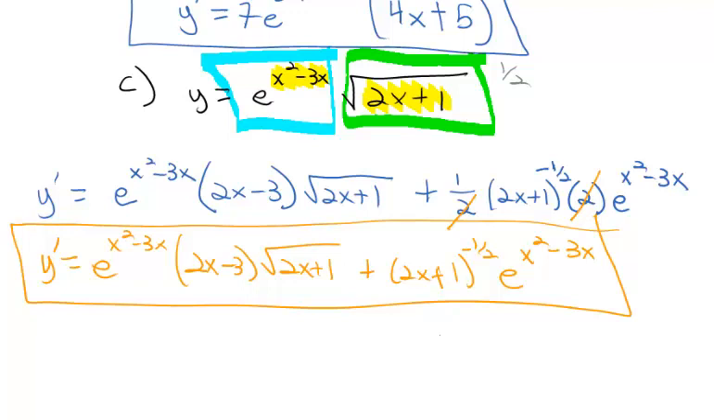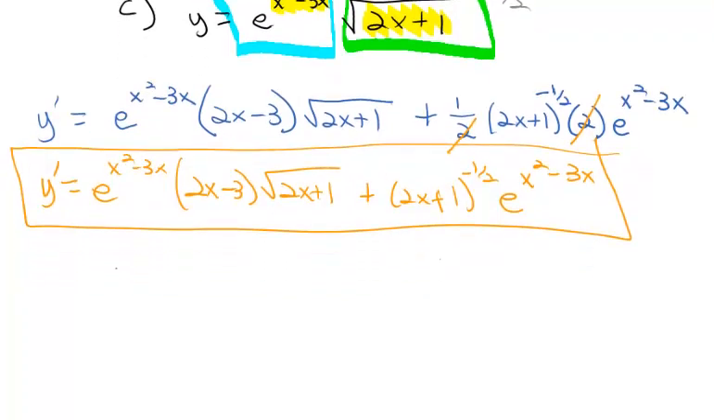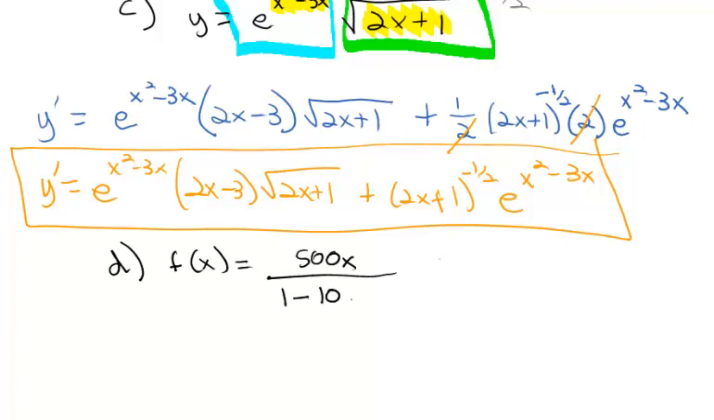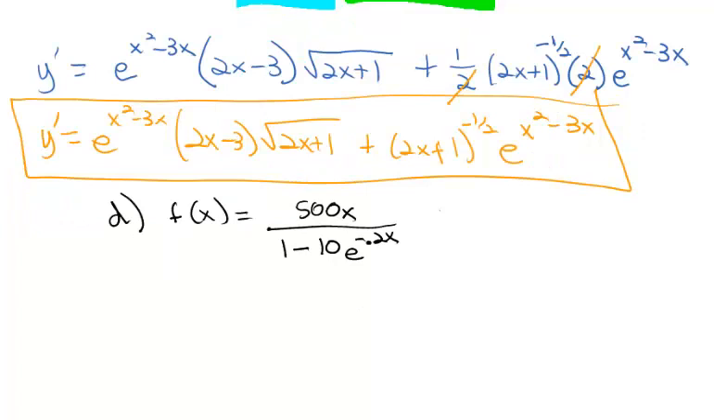We can even combine this idea into a quotient rule. Let's do f of x equals 500x over 1 minus 10 e to the negative 0.2x. Since we have a quotient, we could rewrite this as a product, but we've already done a product rule problem. So, as a quotient, low d high minus high d low, square the bottom, and away we go.